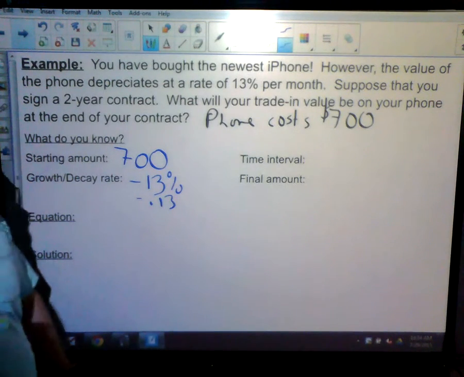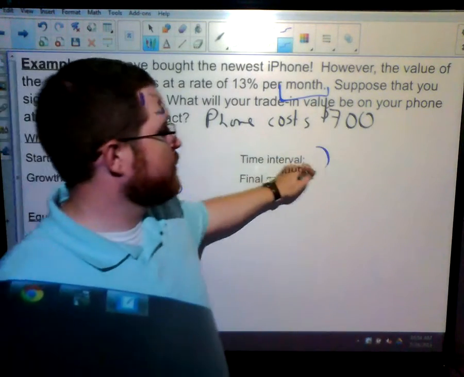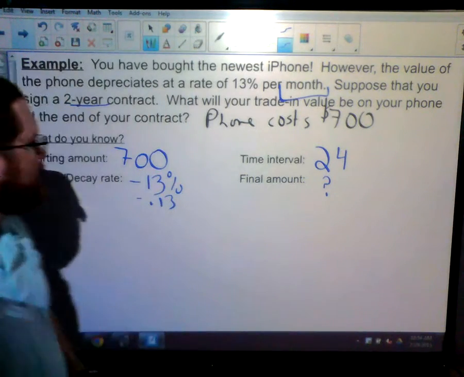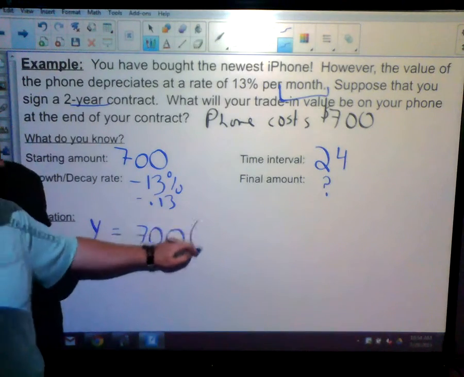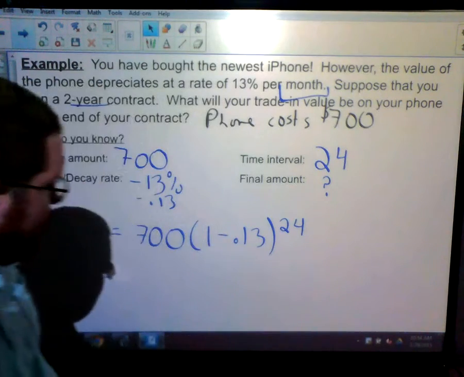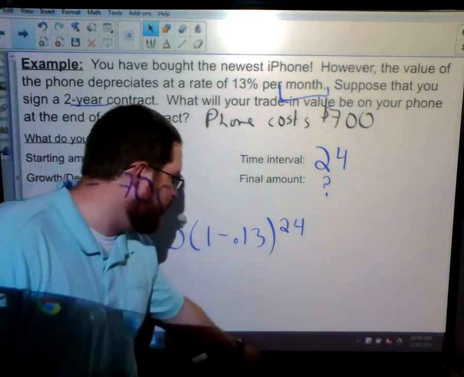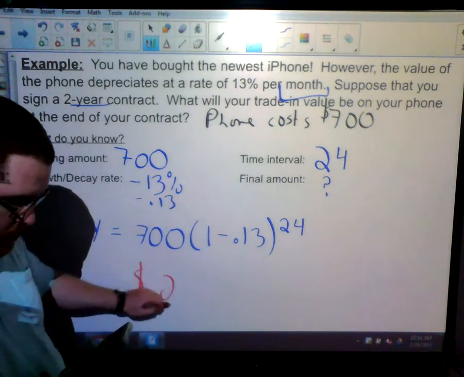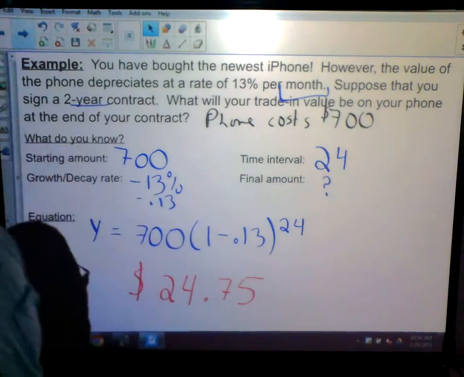2 years. But it's 13% per month over 2 years. So that's 24 months. And I don't know the final amount. So the final amount is the starting amount of $700, 1 minus 0.13 raised to the 24. Minus because it's decaying. Plug that in your calculator and see what you get. And it's very depressing. Your $700 phone now is worth $24.75. Isn't that sad?